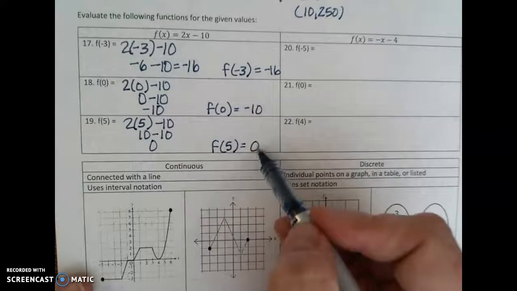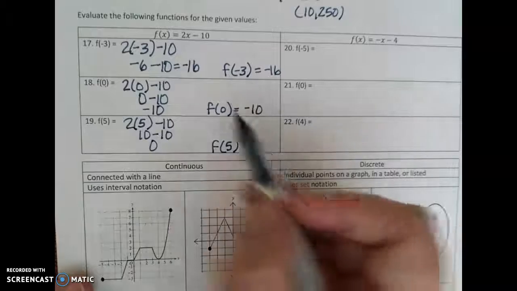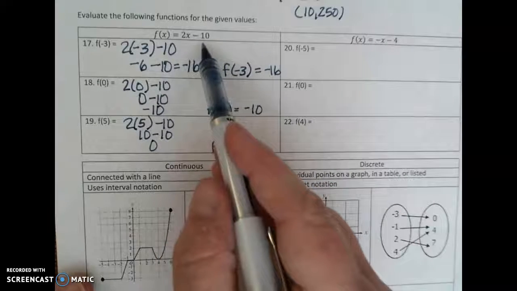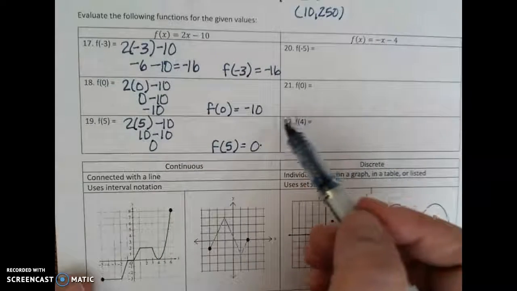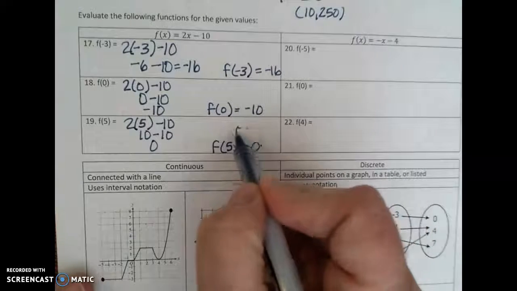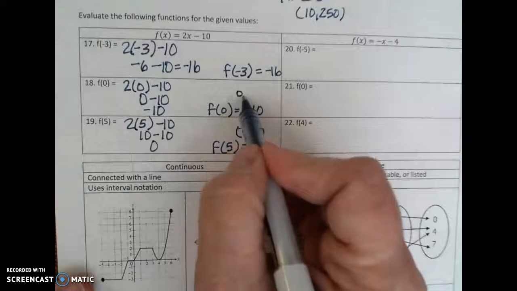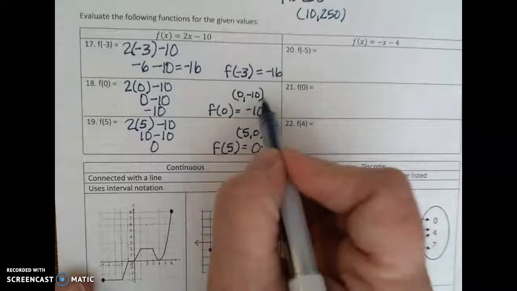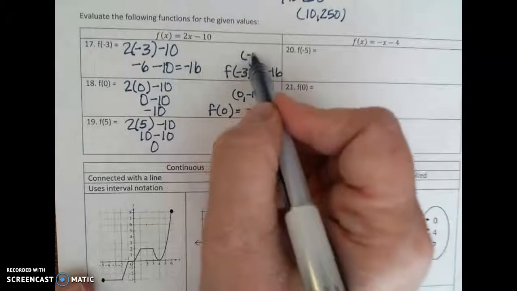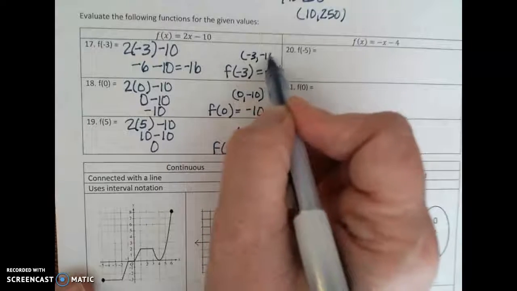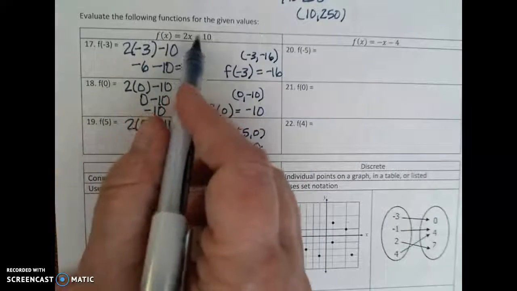All of these, the only difference is we can't see the graph. The 2x minus 10 is a line. It can be graphed. This represents the point 5, 0. This represents the point 0, -10. And this one represents -3, -16. These are all points on that line.